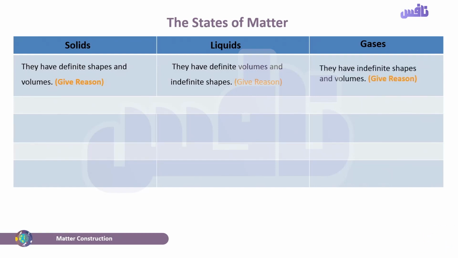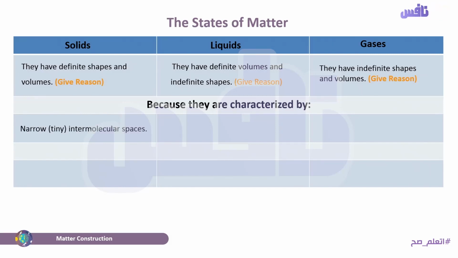In a gaseous state, they have indefinite shapes and volume. Okay, because these are the characteristics of the body. In a solid state, there is a narrow or tiny intermolecular space.